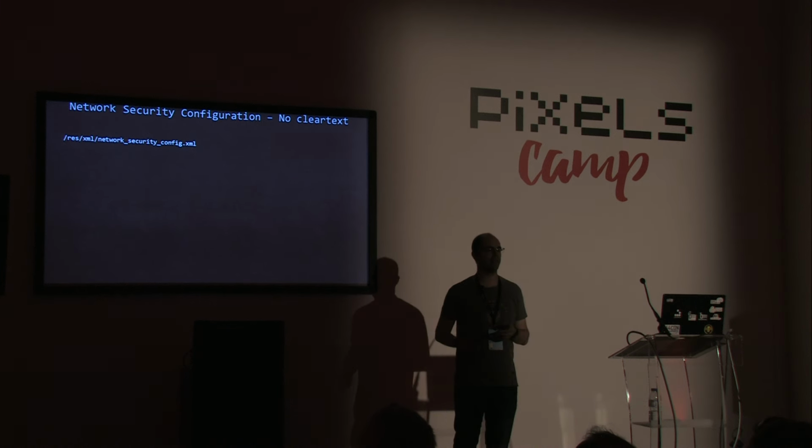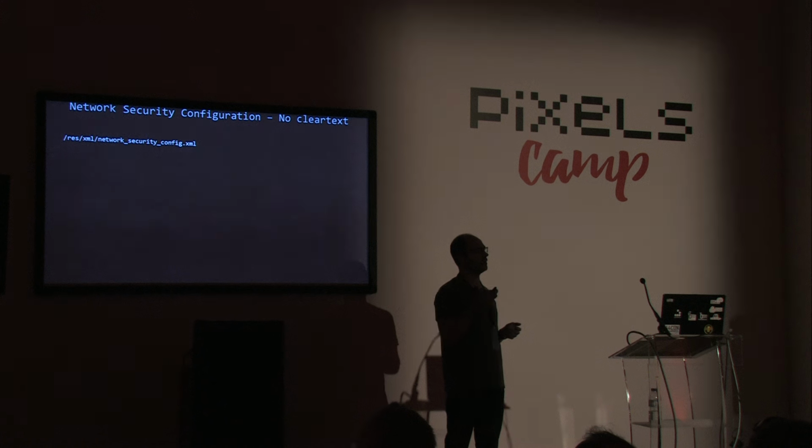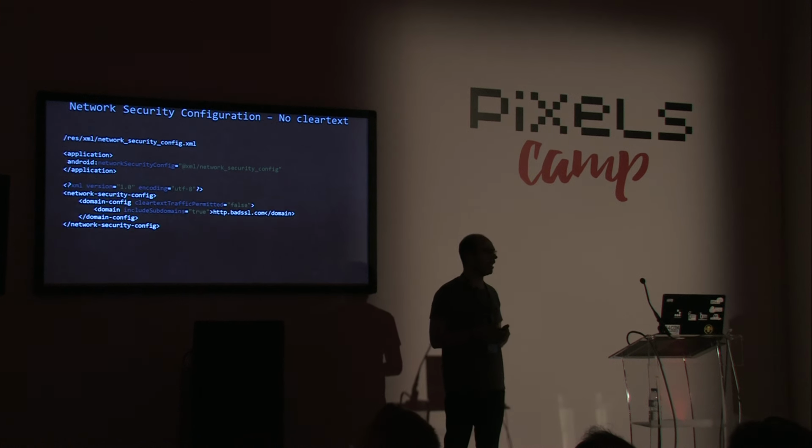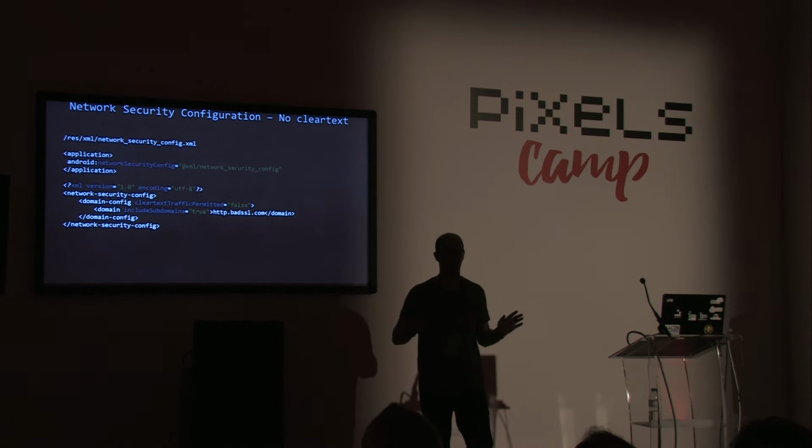So you need to create a network security config file in the resources, as .xml. The name of the file needs to be exactly this. Then in the manifest, you define the network security config and make the reference to it. And this could be something as simple as this.